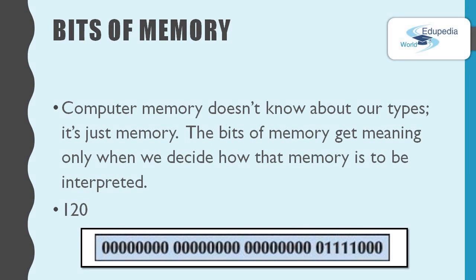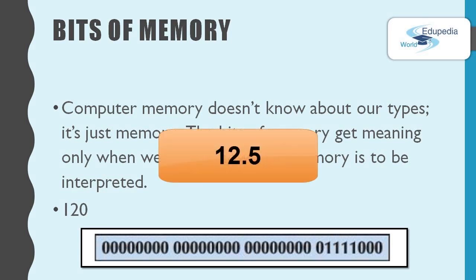The meaning of bits in memory is completely dependent on the type used to access it. Think of it this way. Computer memory doesn't know about our types. It's just memory. The bits of memory get meaning only when we decide how that memory is to be interpreted. This is similar to what we do every day when we use numbers. For example, what does 12.5 mean to you? You don't know. It could be $12.5, it could be 12.5 centimeters, or 12.5 gallons. Only when we supply the unit notation does it tell us what 12.5 means.